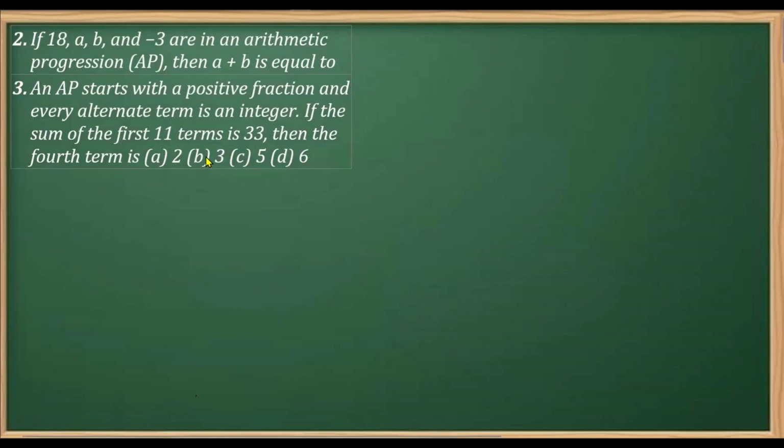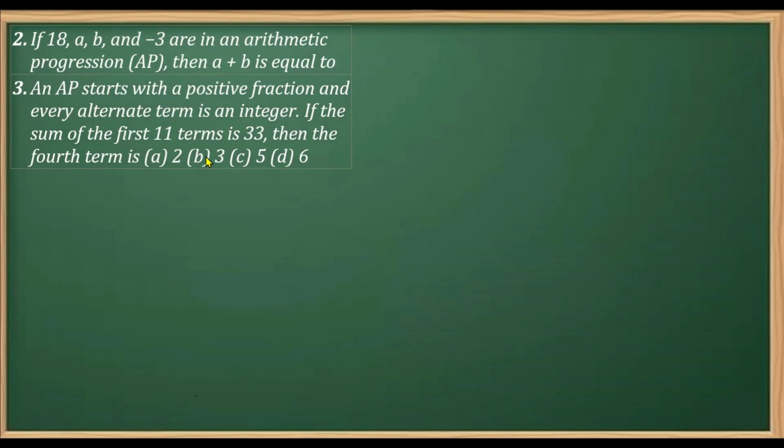In the second question, it says that if 18, a, b, and minus 3 are in arithmetic progression, then we have to get a plus b. We have to find the value of a plus b. So what I'm going to do here is, let me write down first.